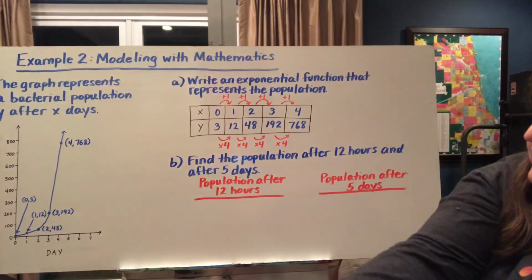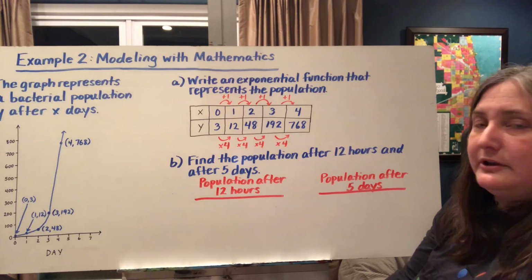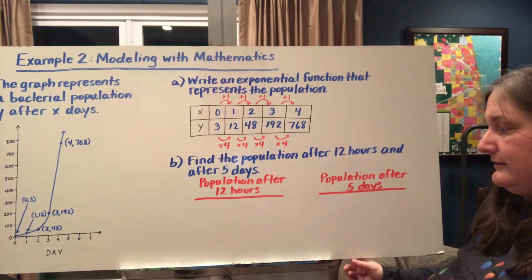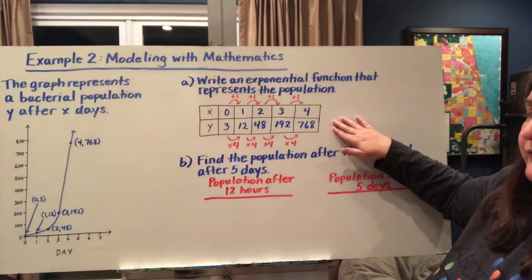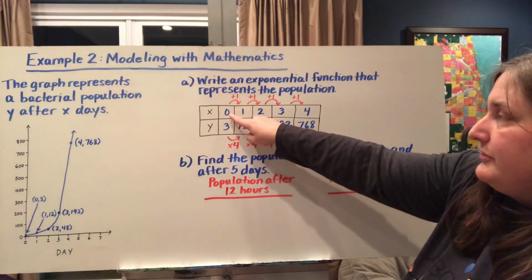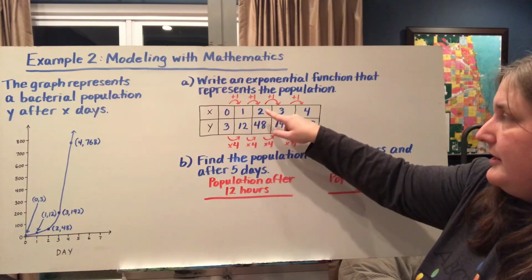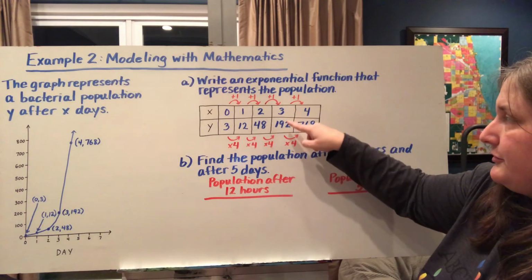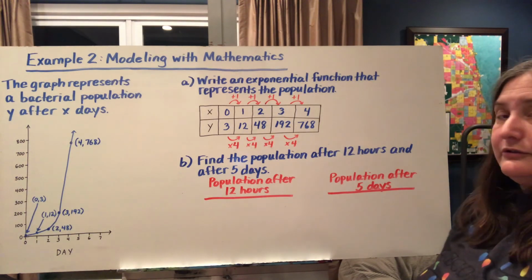We can use this in real life situations. Here we have a graph representing the bacterial population y after x days. And we have a bunch of different points here, which I've transferred into a table. So on the 0 day, we had 3 bacteria. On the first day, 12. The second day, 48. The third day, 192. And the fourth day, 768.